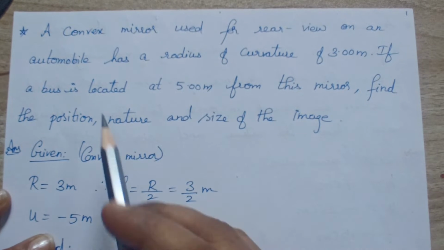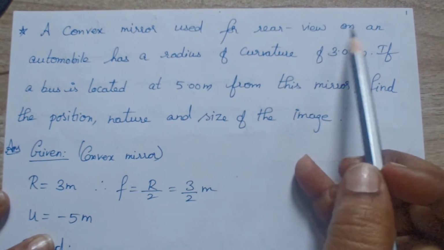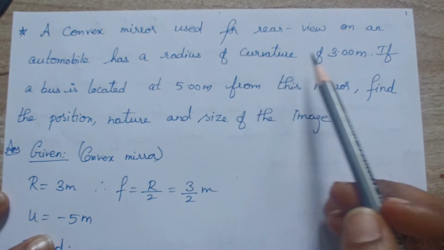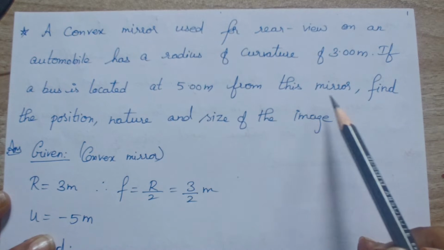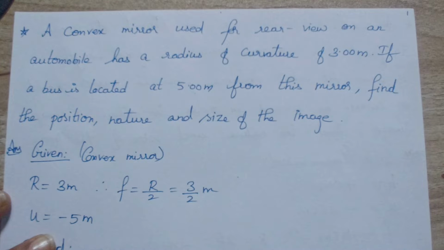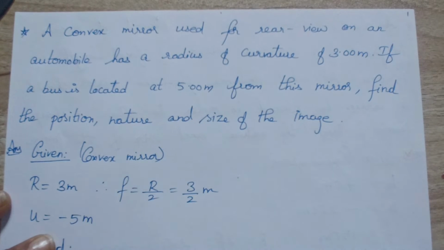Okay, we'll see a convex mirror used for rear view on an automobile has a radius of curvature of 3 meter. If the bus is located at 5 meter from this mirror, find the position, nature and size of the image formed. So what is given? Rear view means what? Backside view. What is happening in the backside you can see through this mirror, so for that they use the convex mirror.